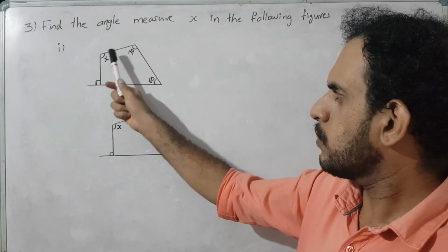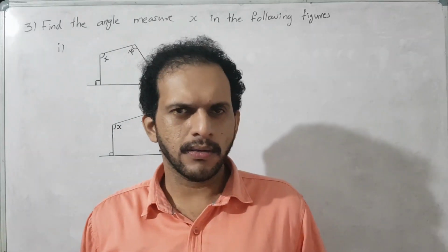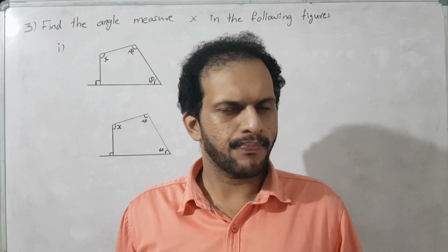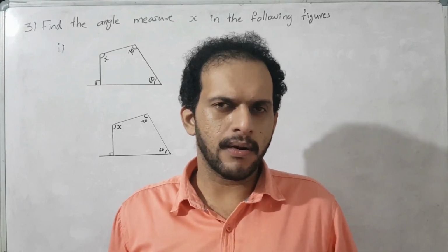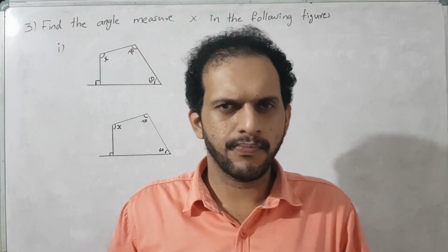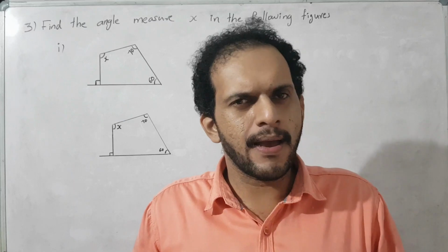What is this? 1, 2, 3, 4. It's a four-sided figure. Correct? It's a four-sided figure, so it's a quadrilateral. That is the first step: to identify the shape, the name of the polygon. Then we got it. Now here it is a quadrilateral.